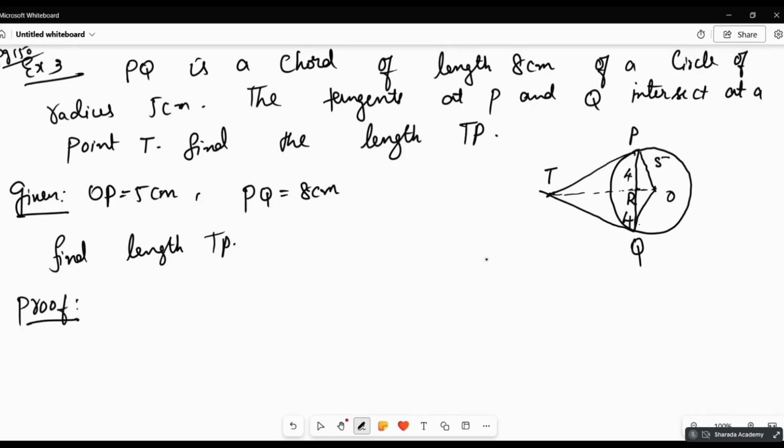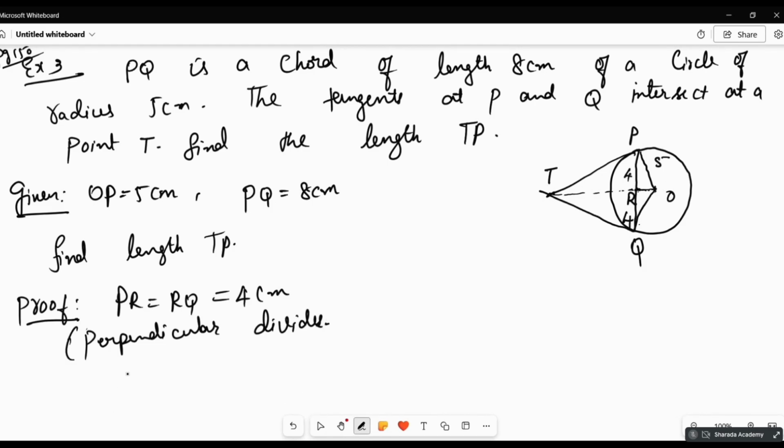First thing, since OR is a perpendicular drawn to the chord PQ from the center, PR is equal to RQ, that is 4 centimeter. The perpendicular from the center divides the chord into 2 equal parts.